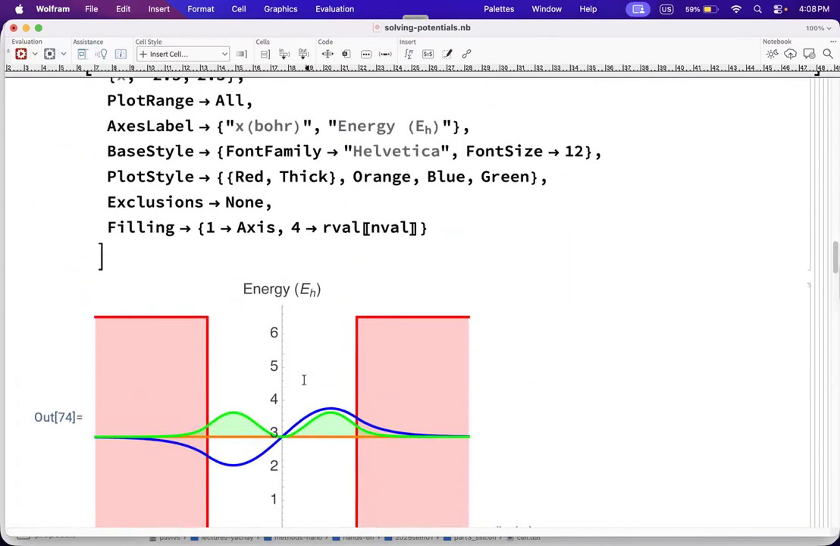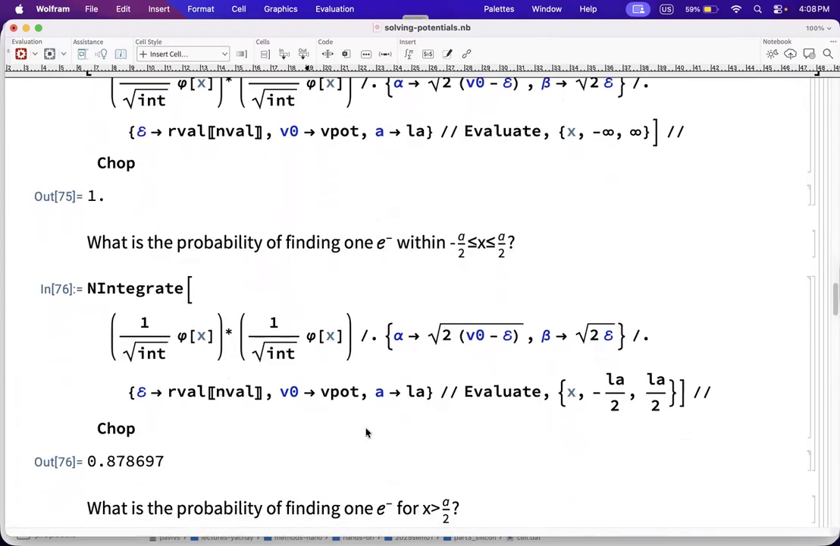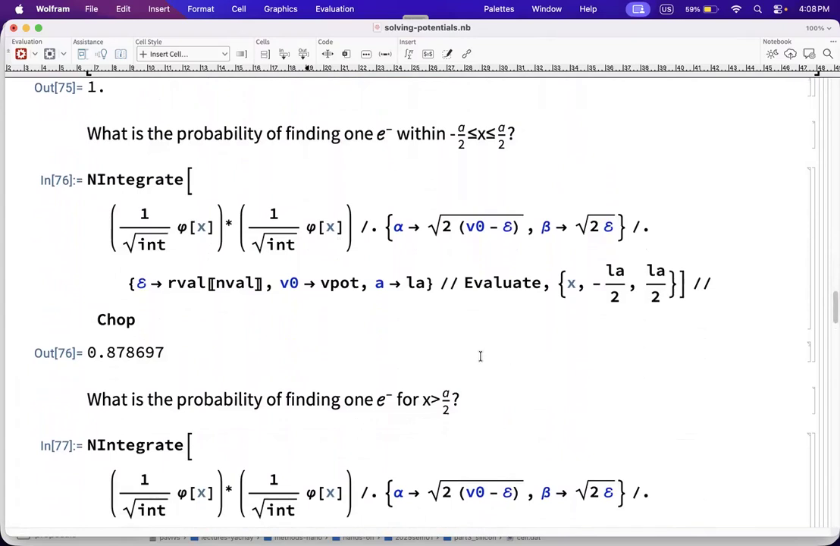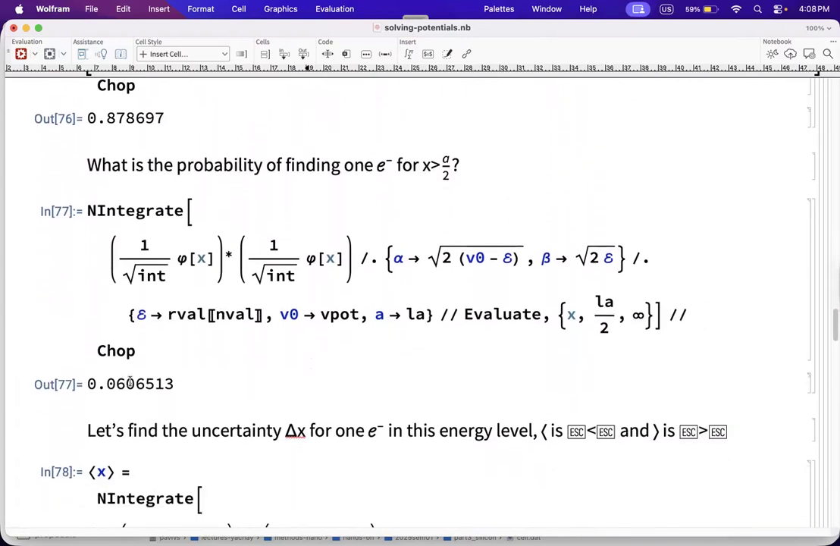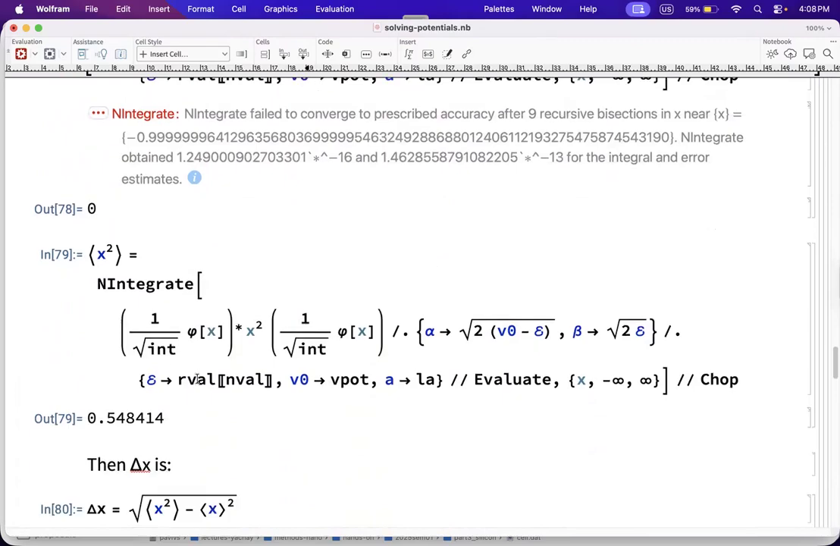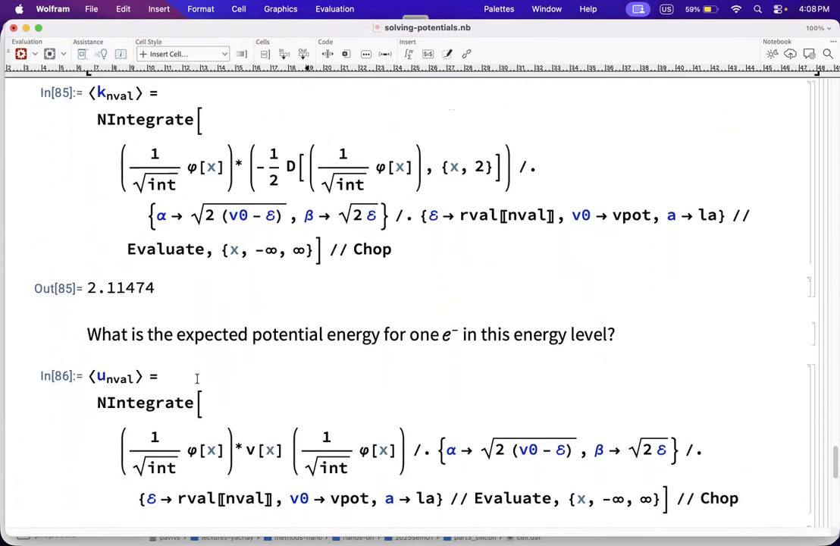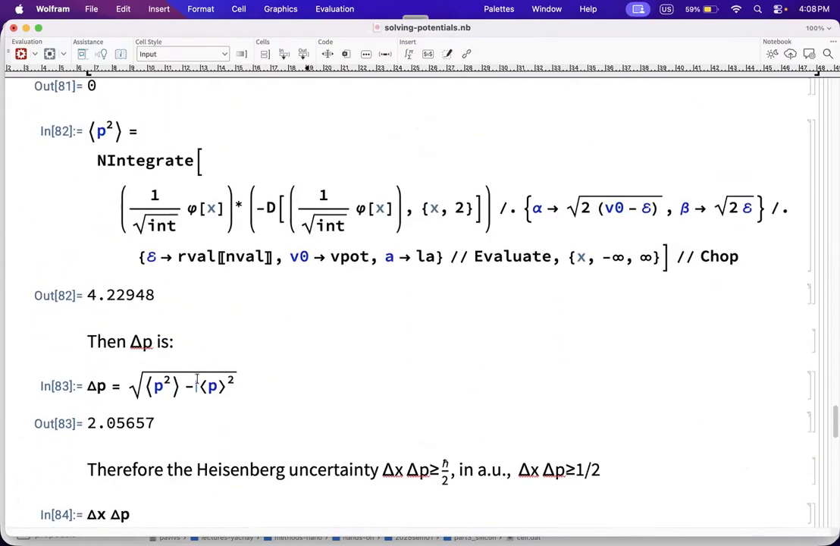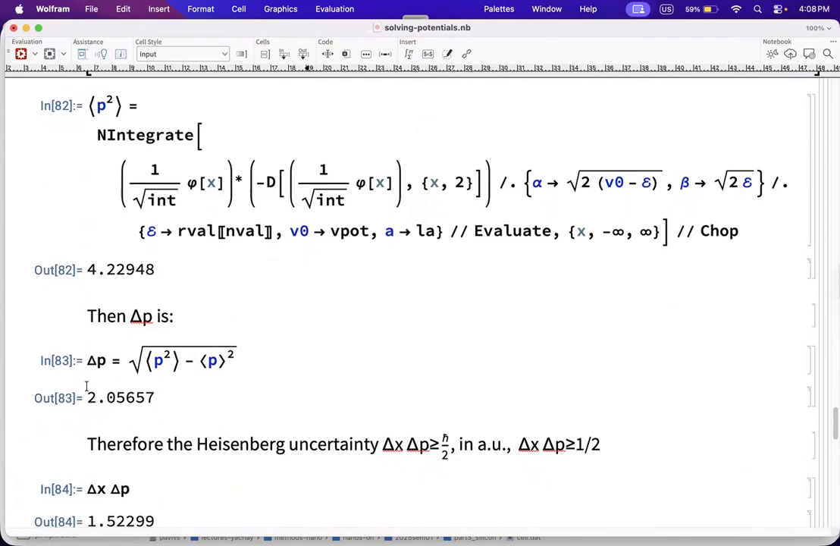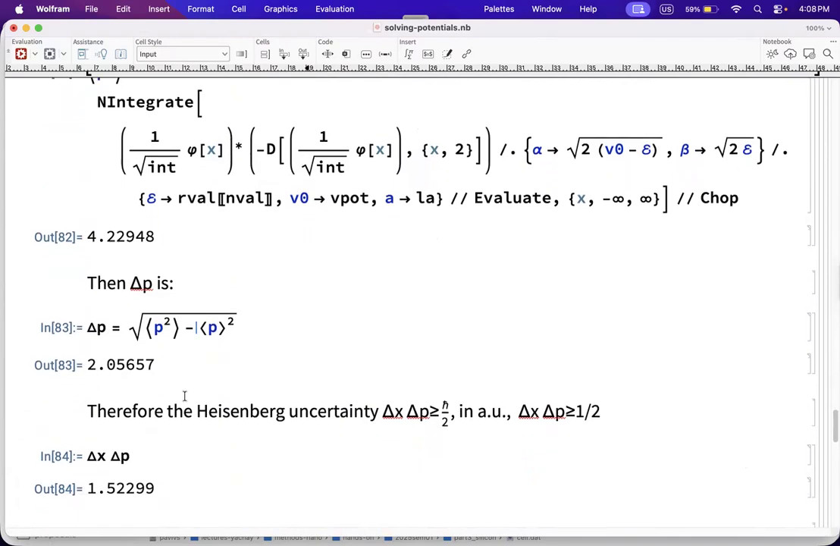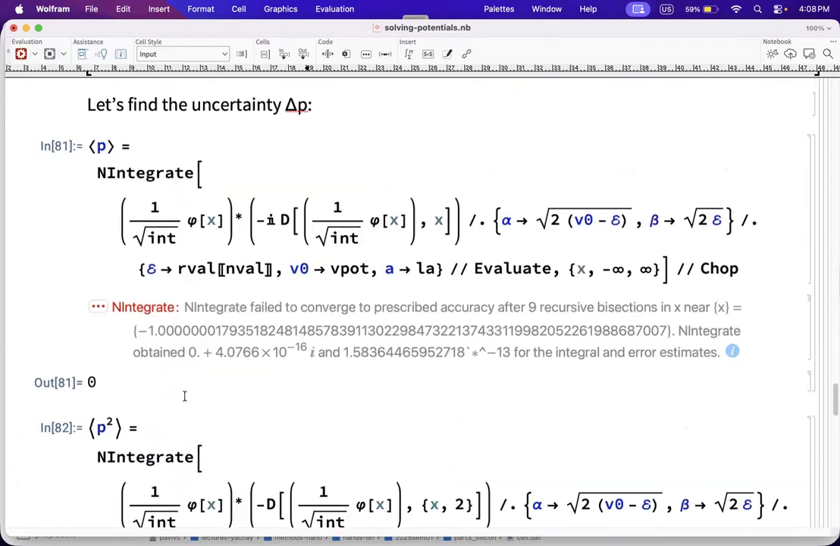Look at the barrier penetration. The higher the energy level, the higher the probability to find the electron outside of the well, right? You see it starts to increase here. So here are the expected values. You see the Heisenberg uncertainty, please. Now it is 2.05 and so on. Okay.